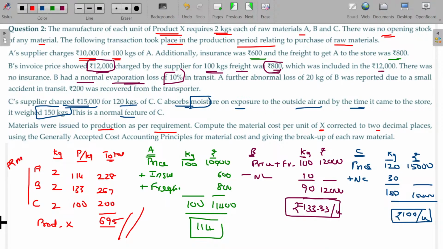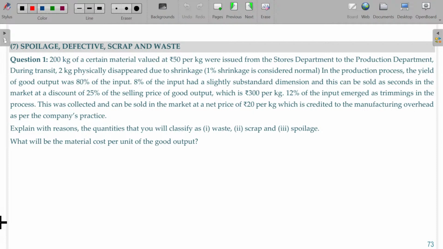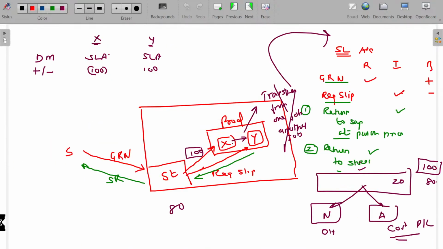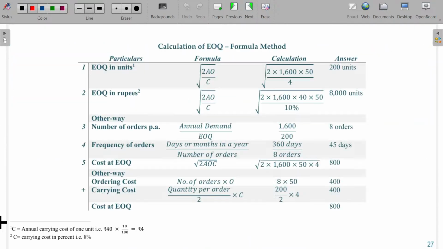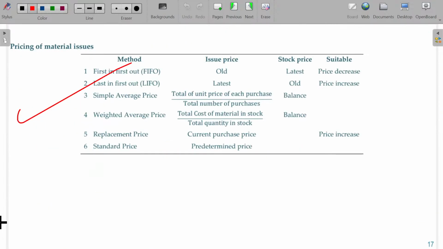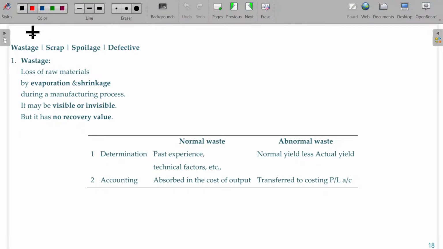Now let's move on to the next one. You have to understand the terms spoilage, defective, scrap, and waste. We have the theory in the very front. Waste and scrap both are loss of raw material. Spoilage and defective are the loss of finished goods.